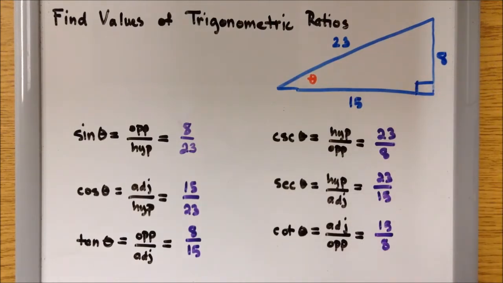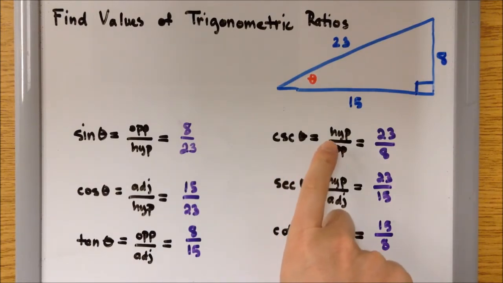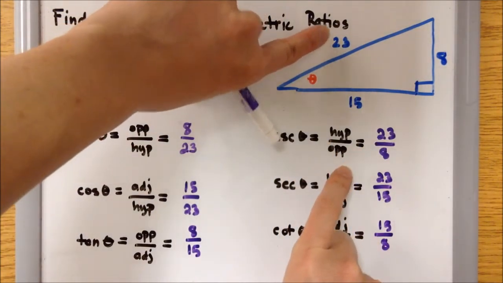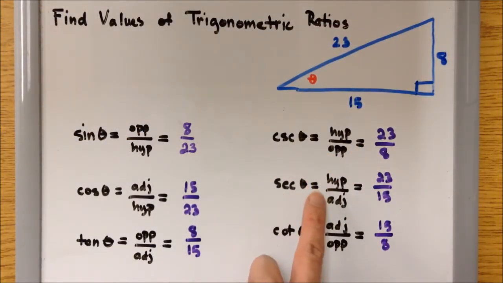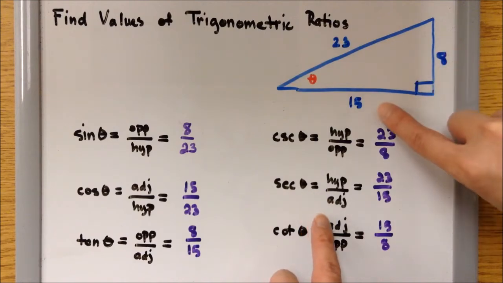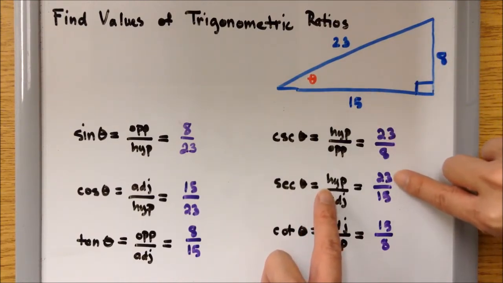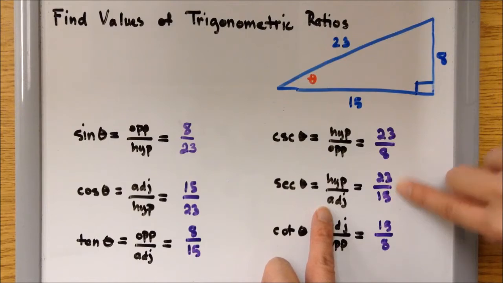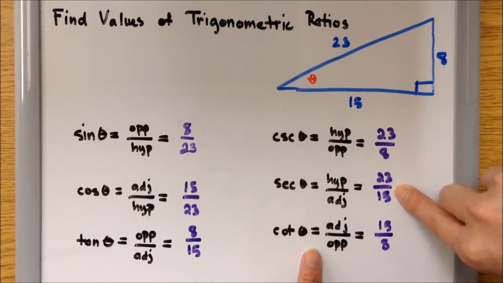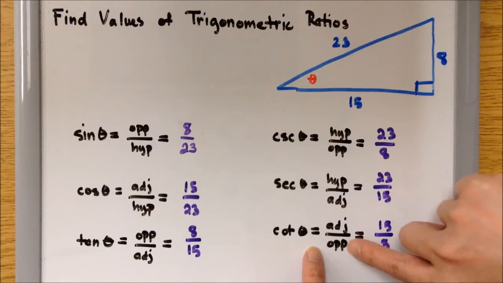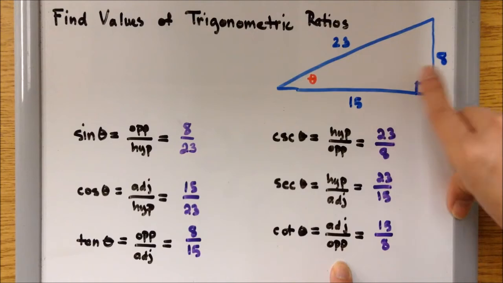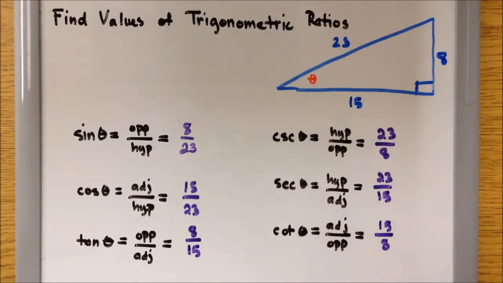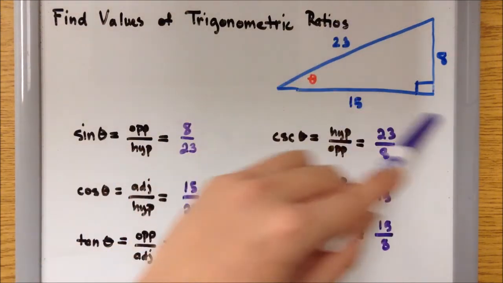So cosecant theta is hypotenuse over opposite, which is 23 over 8. And then secant is hypotenuse over adjacent. So hypotenuse is 23 over adjacent, which is 15, so 23 over 15. And then cotangent is adjacent over opposite, so adjacent next to the angle is 15, and then opposite is 8, so 15 over 8. So that's how you would find the six trig ratios when given a triangle.